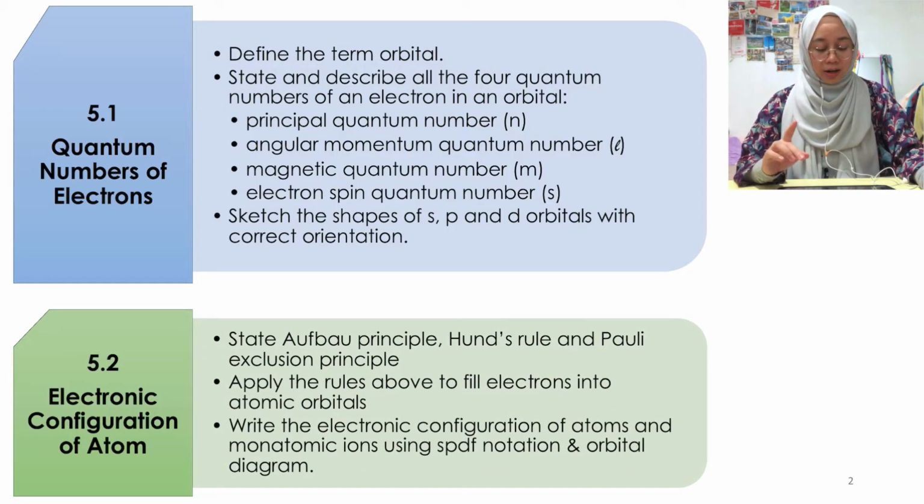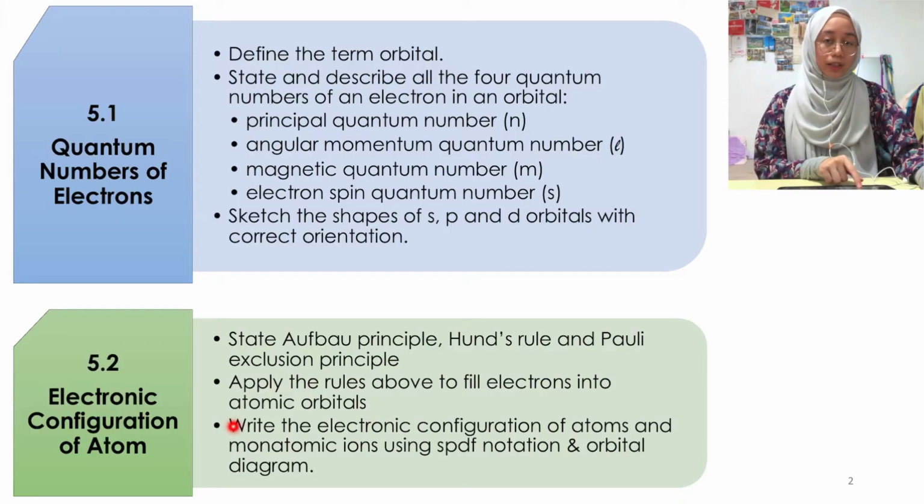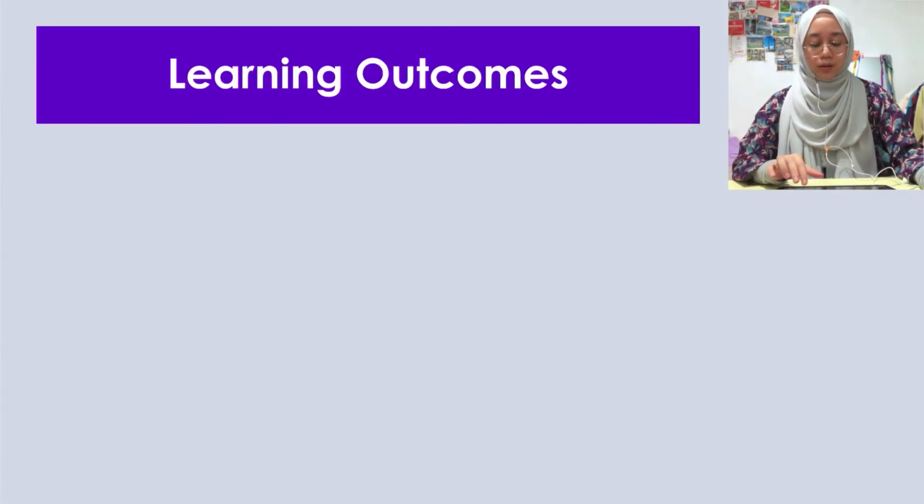So in order for us to know how to write the electronic configuration, we will be learning about 3 rules: Aufbau principle, Hund's rule, Pauli exclusion principle, and then we are going to apply all those rules to write down the electronic configuration, okay. But this one will be in the next subtopic, right? So let's have a look at the learning outcome for today. There are 3 learning outcomes.